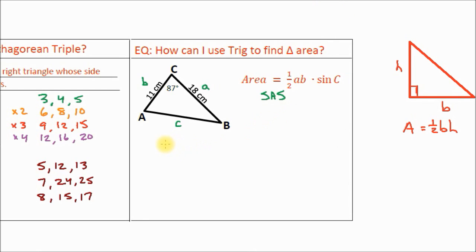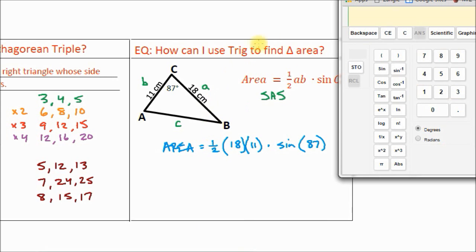So we're going to figure out the area of this triangle is equal to 1/2 times the value of lowercase a, which in this case is side CB, which is 18, times the value of lowercase b, which is the length of side CA, which is 11, times the sine of angle C. The value of angle C is 87. So now all we got to do is plug this in our calculator.